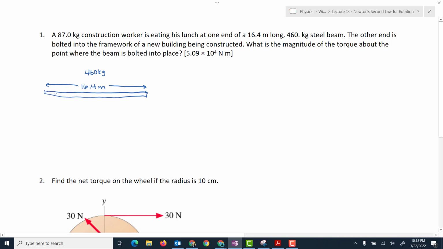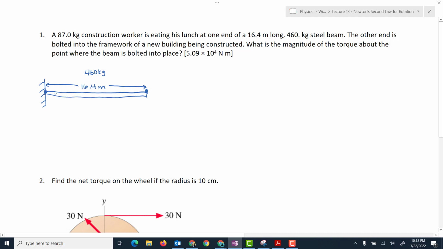And so we have a construction worker that's on one end of the beam, and the other end is bolted into the framework of a new building. So here it's bolted in, so it's attached somewhere. Okay, so what is the magnitude of the torque about the point where the beam is bolted into place? So this over here would be my axis of rotation, because the whole thing would rotate about this point if it was able to. So what is the torque about that point?